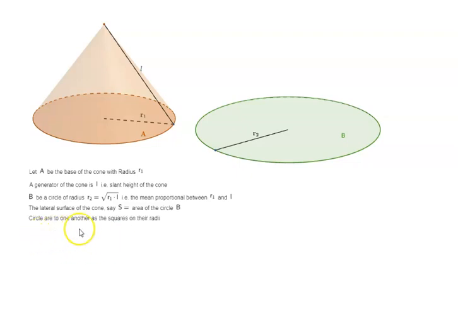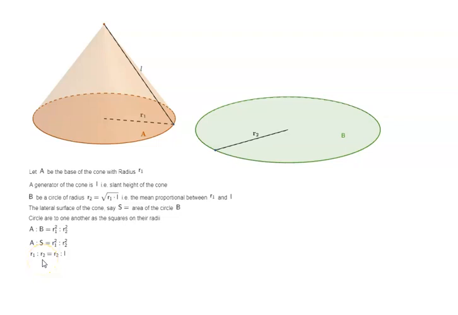Now, circles are to one another as the squares on their radii. That means A is to B, so when I say A, it means the area of A, and area of B. So the ratio between A and B is equal to R1 square is to R2 square, where R1 is the radius of A and R2 is the radius of B. Area of B is equal to the curved surface of the cone. So A is to S is equal to R1 square is to R2 square.